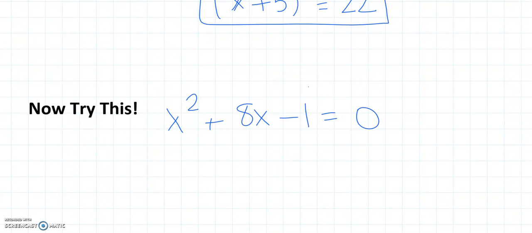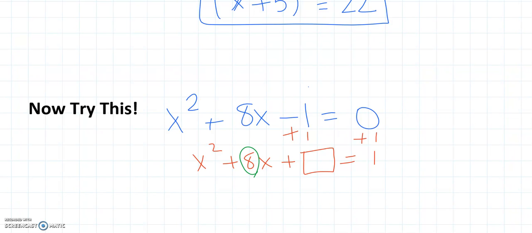So let's see. Remember that our first step is to add 1 to both sides. That'll bring us to x squared plus 8x plus a box to keep the space is equal to 1. Then if you'll recall, we take our b term, divide it in half, and square it. So we have 8 divided by 2 squared, which is going to give us 4 squared, which equals 16.